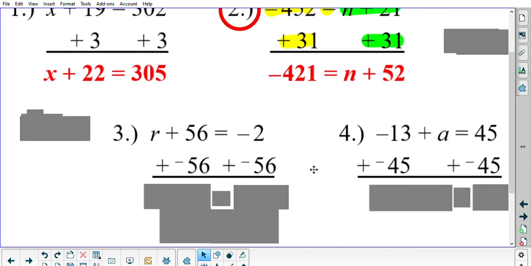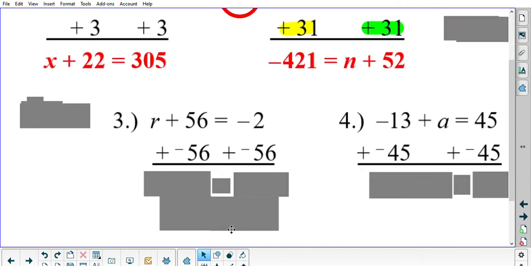Problem number 3. Does number 3 have subtraction? No, it does not. Now, you might be like, Mr. Underkoffler, what about this dash next to the 2? It can't be subtraction because it's not what I'm doing to both sides, right? I'm adding by negative 56 on both sides, and it's to the left of an equal sign. You can't be subtracted from an equal sign. So this is how I know that that dash is a negative on the 2, not a subtraction symbol.